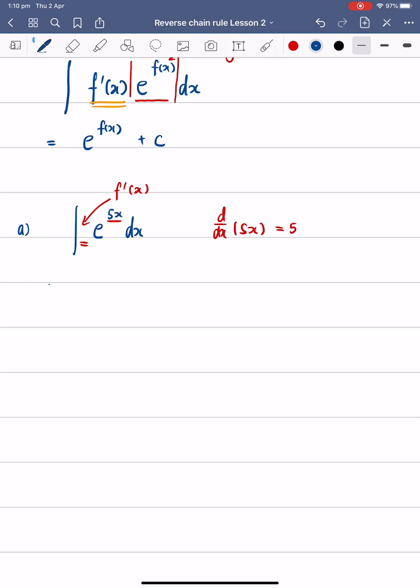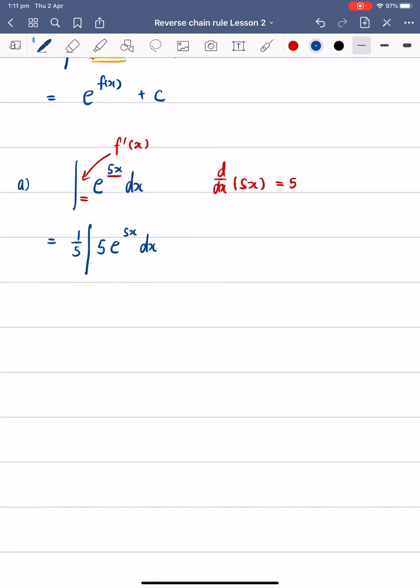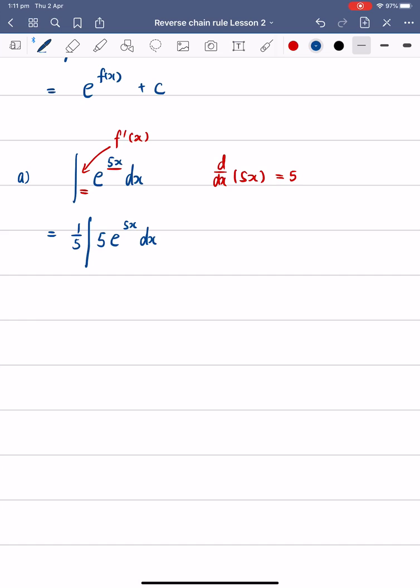So the way to do this question, step by step, is you add a 5 here, and then you add 1 over 5 outside, which I explained to everyone before. The reason for that is because you don't want to change the question. You just want to balance the question here. So if you times a 5 here, you need to times 1 over 5 outside to balance it. Now this becomes the actual formula, because this is e to the power of fx, so that's fx. And what's in front of it is f dash x, which is the derivative of 5x. And then that becomes the answer.